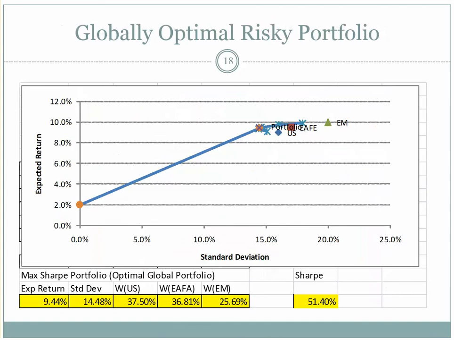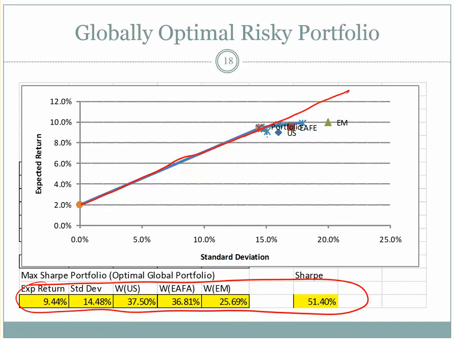When I do that, I come up with one portfolio. This is the portfolio that is the tangency, the highest slope on my envelope. And now that is the only one I'll actually invest in. So if I want a little bit of risk, I'll combine this portfolio, which is 38% US, 37% IFA, 26% EMA, provides a 9.44 return and 14.48 vol.